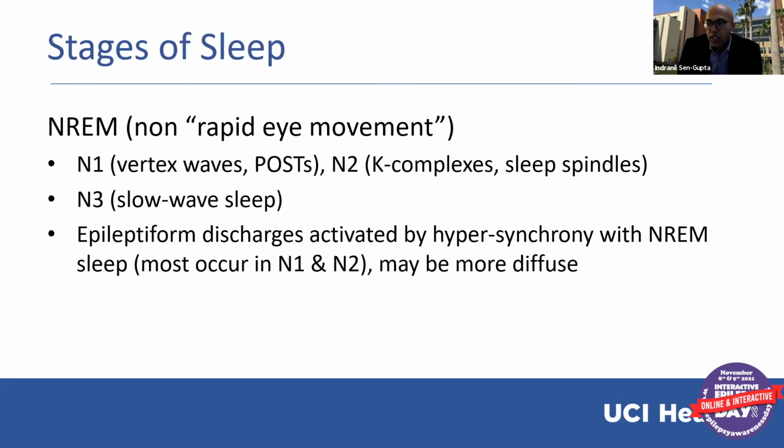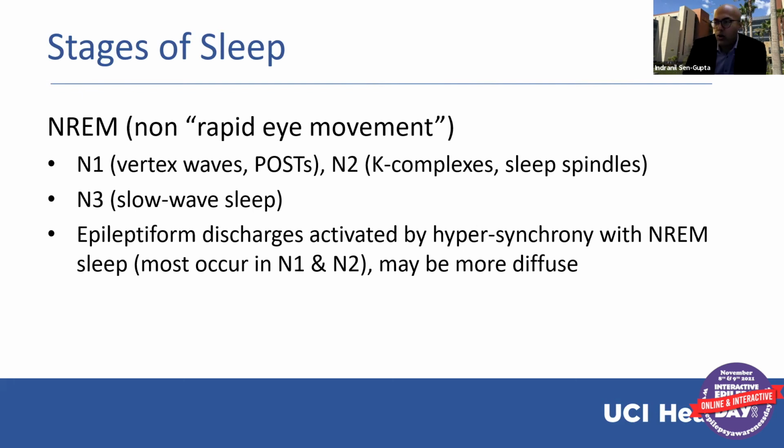So there's several stages of sleep. Mainly there's two types of sleep: non-REM sleep and REM sleep, which I'll get to in the next slide. Non-REM sleep, or non-rapid eye movement sleep, is as we're transitioning into sleep. REM sleep is when we are actually dreaming. Non-REM sleep is broken down into three stages.